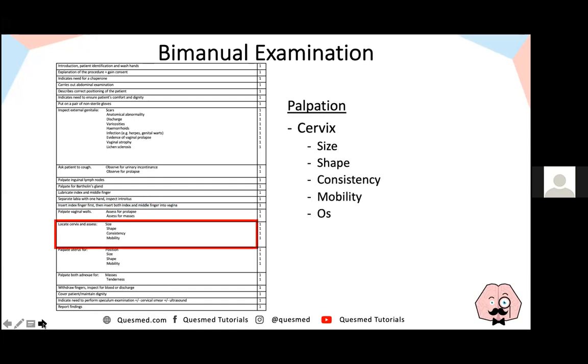We then want to focus on finding the cervix with our fingertips. And once you've located the cervix, you want to comment on the size, shape, consistency, mobility, and if you can feel the os. So a normal size cervix is usually about 1 inch. It's roughly cylindrical in shape, and it feels pretty firm, kind of like the end of your nose. And you should be able to move it around with your fingers without causing too much discomfort. And it's quite difficult sometimes to feel the os, as it should be closed.